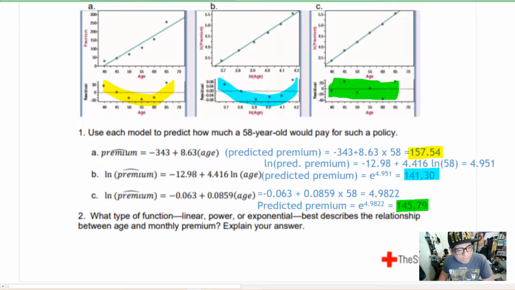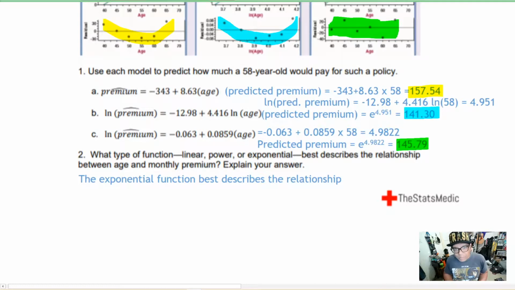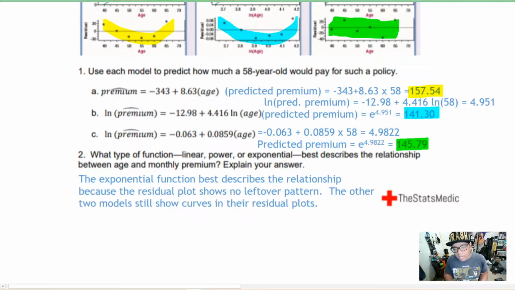So because of that, I would say that of these three, the exponential function best describes the relationship. Now I would say that again because the residual plot shows no leftover pattern. The other two models, they both show a curve in their residual plots, so those models are not necessarily as good, probably not as good.